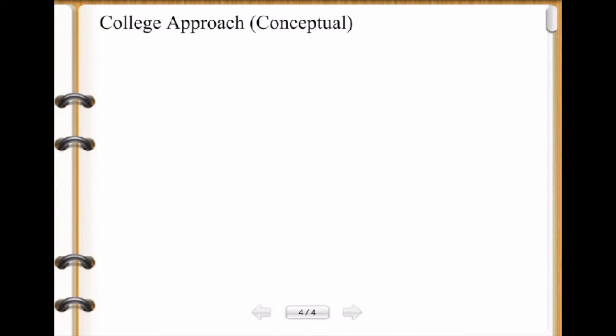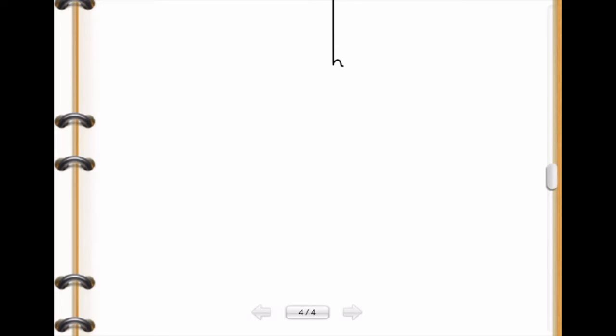What are we overlooking? Well, let's go to the college approach, which is all conceptual. HCl is aqueous, right? What does aqueous mean? Aqueous means... what just happened?